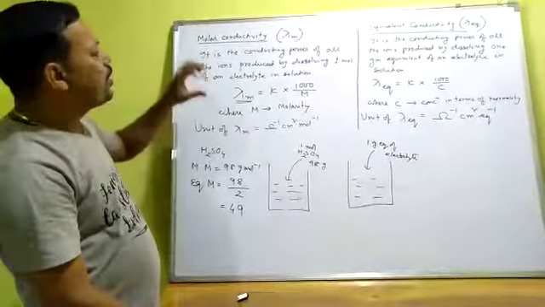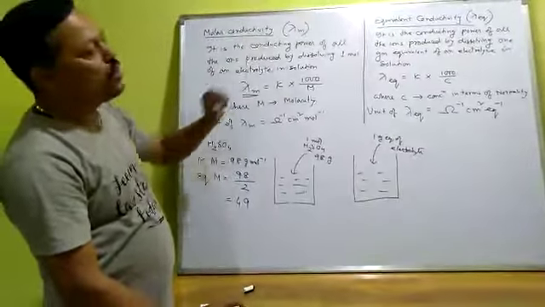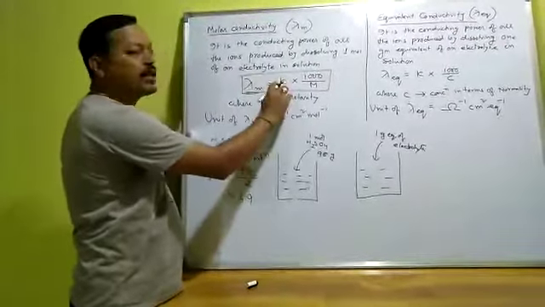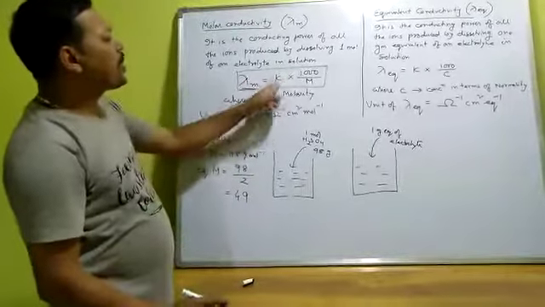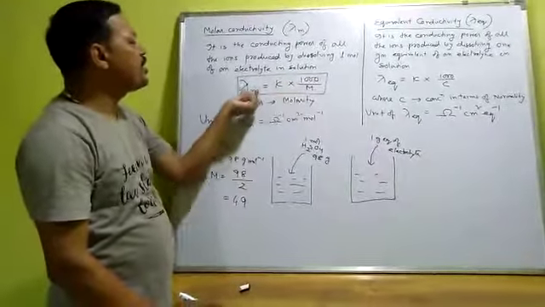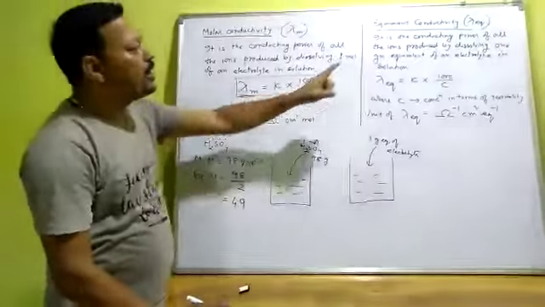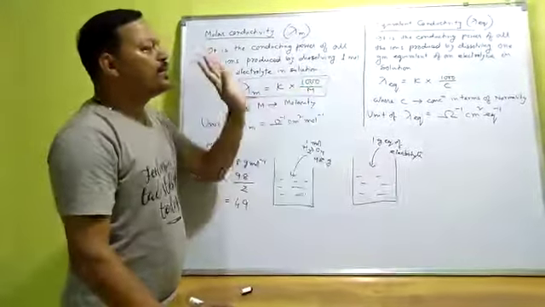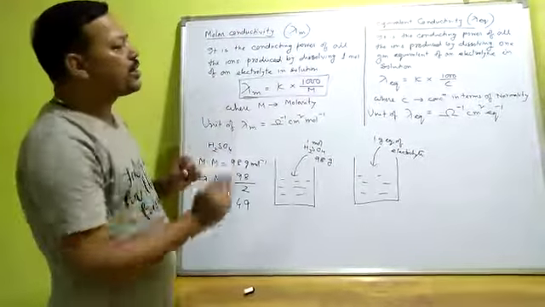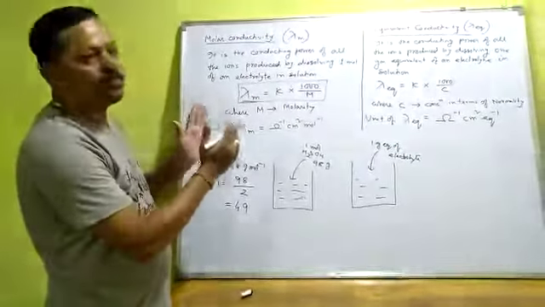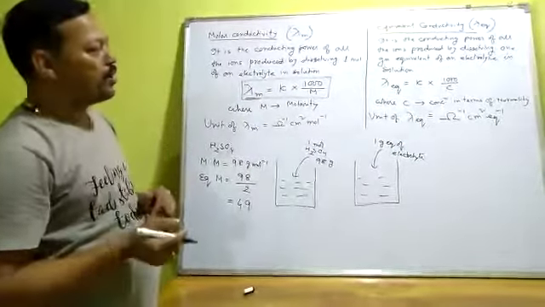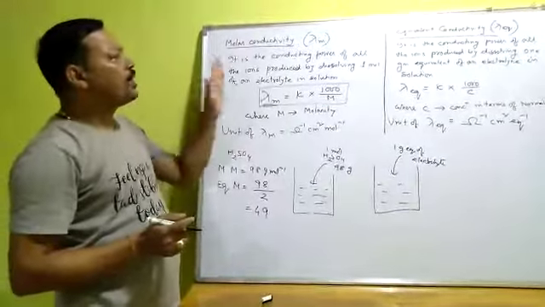To determine molar conductivity and equivalent conductivity, you can use these equations. Both are related with conductivity kappa. Lambda m equals kappa into 1000 by M. So if conductivity and molarity are given, you can find lambda m. Similarly, if conductivity and normality are given, you can find lambda eq. So both are related with the conductivity. To find lambda m and lambda eq, you should know about conductivity kappa. In this way you can find lambda m and lambda eq.